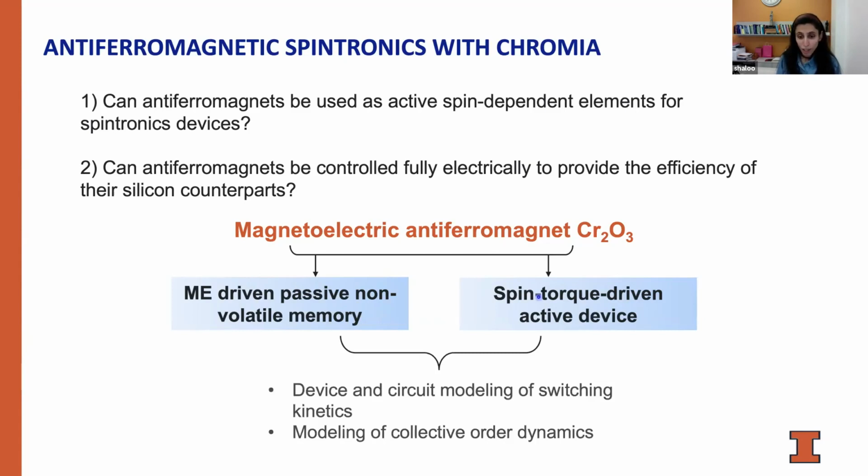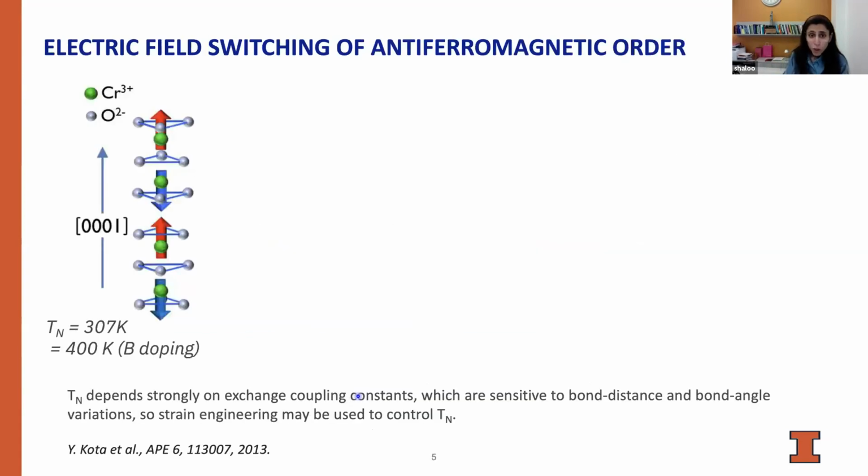And our goal as electrical engineers was to take our understanding from materials and physics and enable some compact models and circuit models for switching kinetics, and also model the collective order dynamics. I cannot ever overemphasize the need for device and circuit models, because these are the models that basically take materials and enable applications. And so we can do SPICE modeling, circuit modeling, and benchmarking of these devices. So with that, let's get started into the main part of the talk.